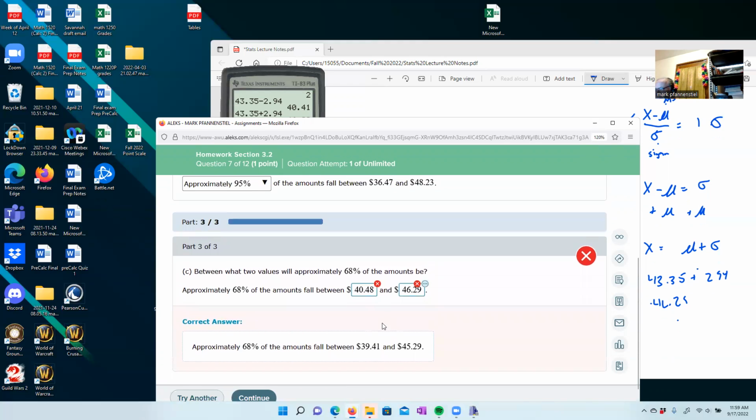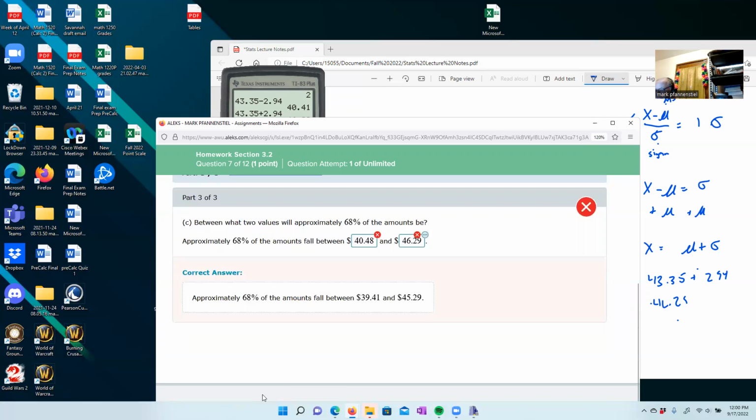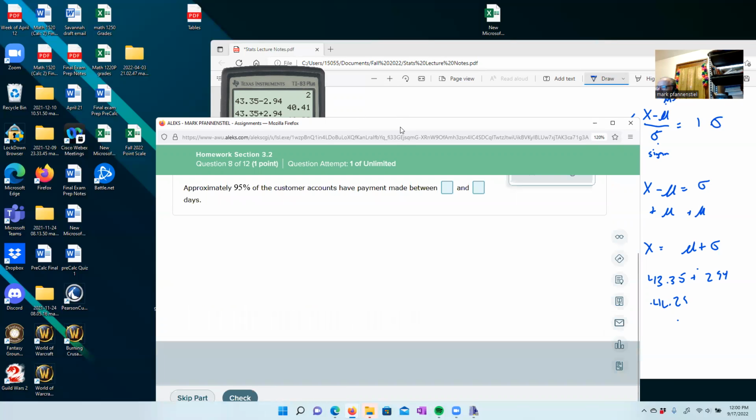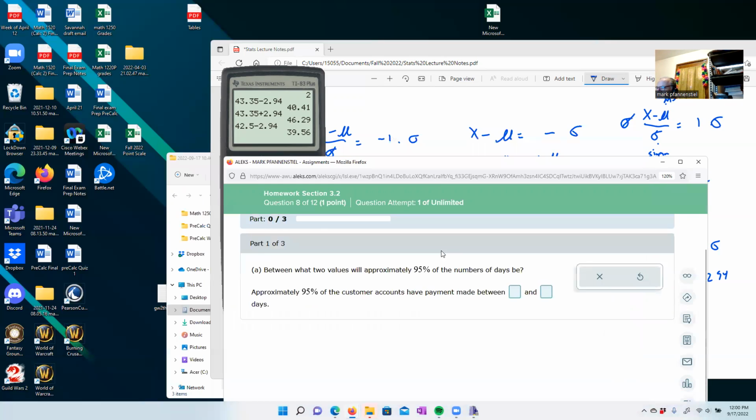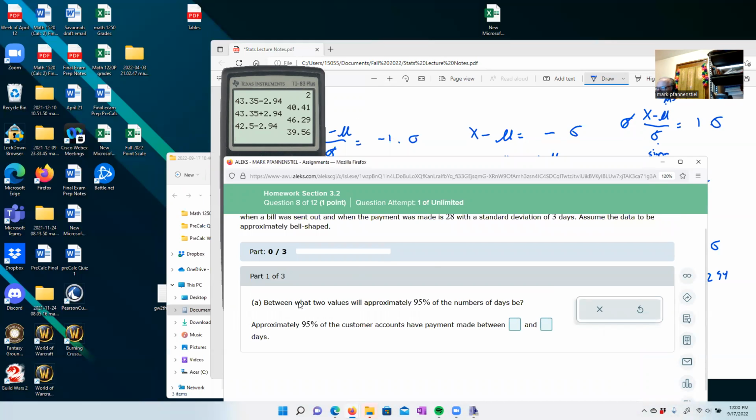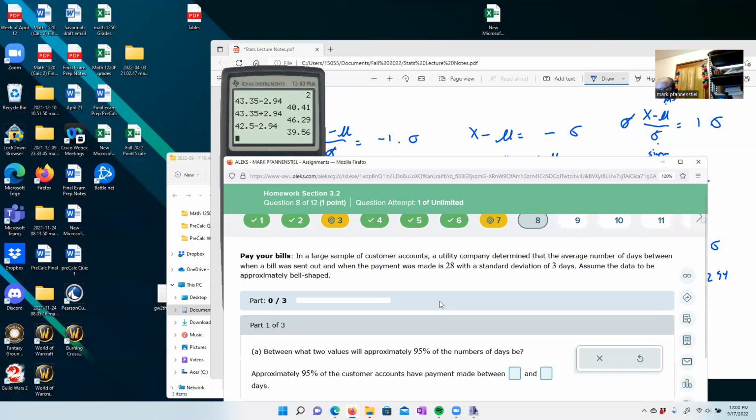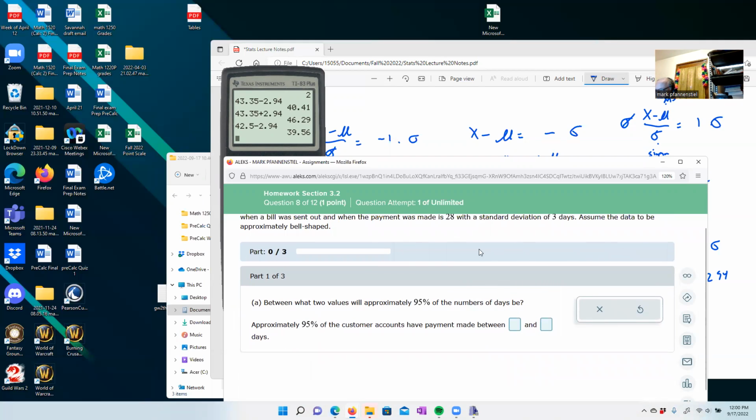All right, so we'll continue on because we're close. We know what mistake we made. We didn't type in the numbers into the calculator right, so it's not a mistake we're trying to deal with. Okay, so let's see if we can do. So we went approximately. Okay, so it's effectively the same problem. Okay, we went between what two values? Approximately 95% of the number of days before a bill gets paid. Okay, so utility company, we went 28 as an average with a standard deviation of 3 days. Assume that this is approximately bell shaped. Okay, that's what we need.